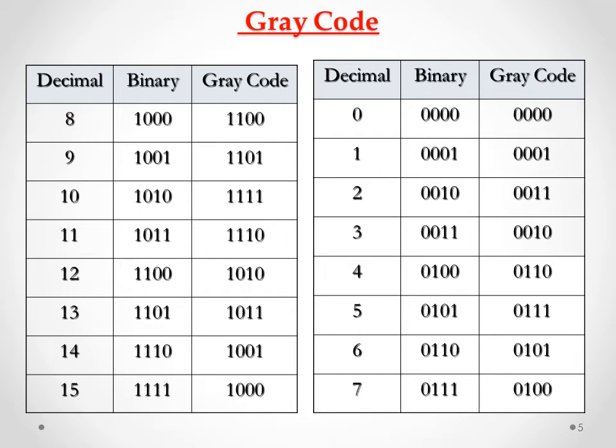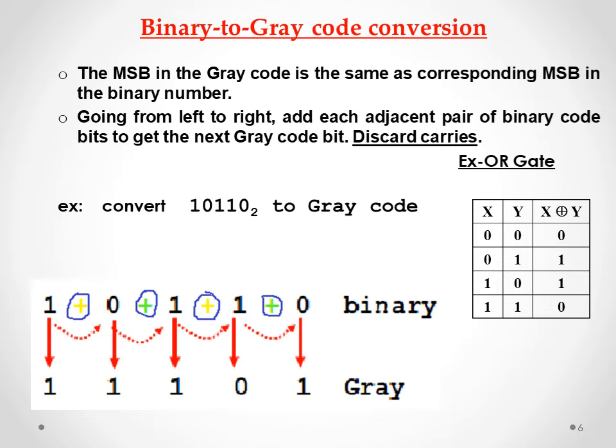This is the truth table for binary and gray code for 4-bit combinations. Binary to gray code conversion. First we will start with the MSB bit. The MSB bit is at this position. Here we are going to convert the binary 101110 to gray code. So first we start with the MSB position. The MSB in the gray code is the same as the corresponding MSB in the binary number. So for the first gray code output we write the result as it is.